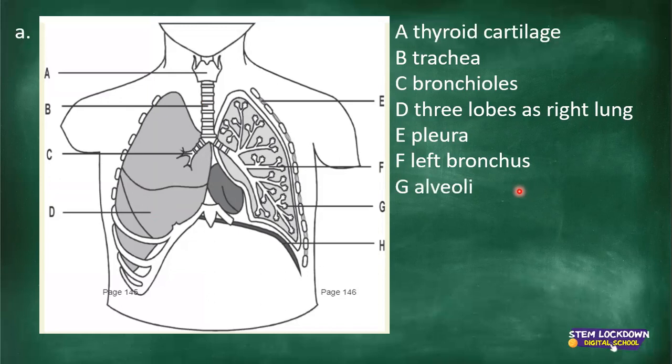G is the alveoli. The alveoli is the one you should know and should identify. They are like those little sacs that facilitate the process of gaseous exchange. And then H is the diaphragm, you see? So it's very easy. Remember, go back to all our presentations and try to recap if you have forgotten anything there.